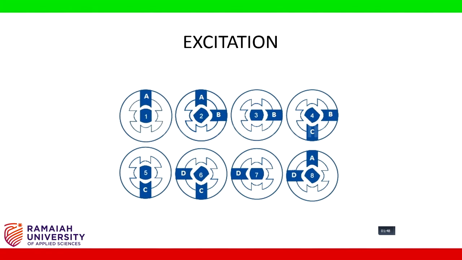When coil C is excited, the rotor rotates and aligns to 180 degree. When both coil C and D are excited, the rotor rotates and aligns to 225 degree. When coil D is excited, the rotor rotates and aligns to 270 degree. When both coil D and A are excited, the rotor rotates and aligns to 315 degree.